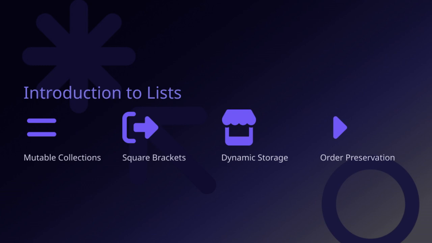In many programming languages, square brackets are used to define or access elements within a list. They're a simple yet powerful syntax that makes working with collections straightforward, whether you're creating a new list or retrieving specific items. Moving on to mutable collections.